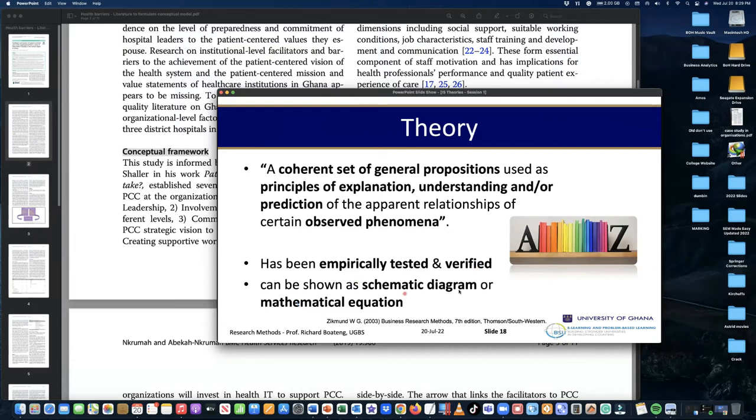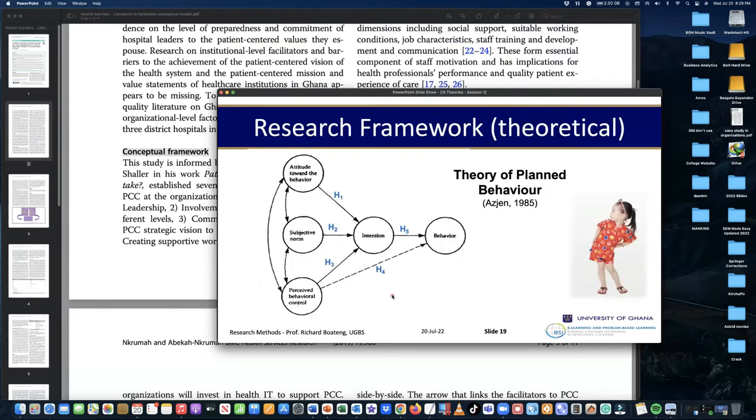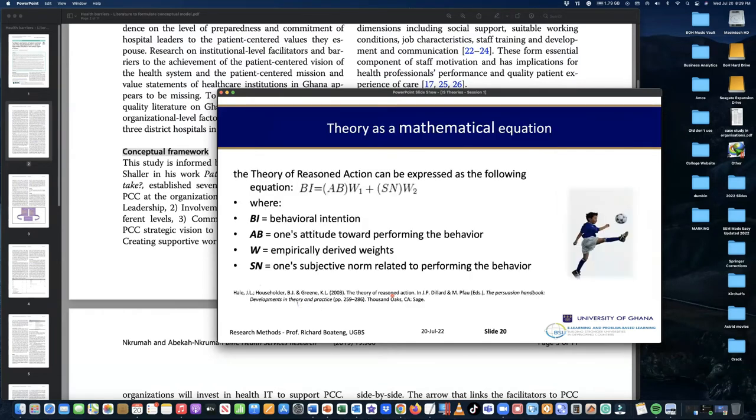Theory can come as a schematic diagram or a mathematical equation. So this is a theory of planned behavior as a schematic diagram. Or it can come as a mathematical equation, like the theory of reasoned action. In fact, the theory of reasoned action, the one I showed you earlier, has mathematics behind it. Behavioral intention is a function of attitude plus subjective norm. That's all. And they are weighted with empirically derived weights, which are constants.